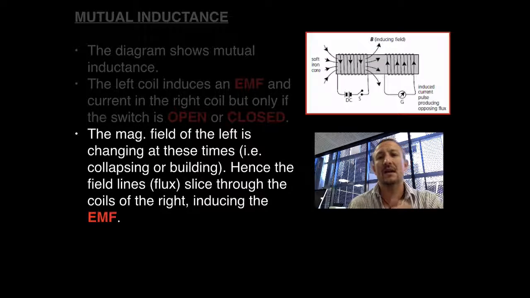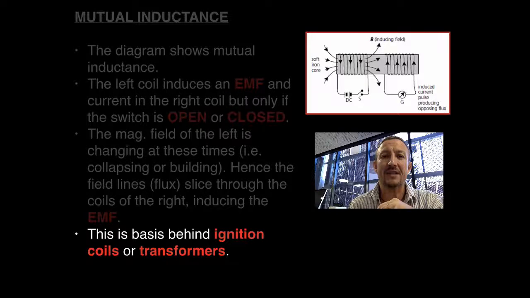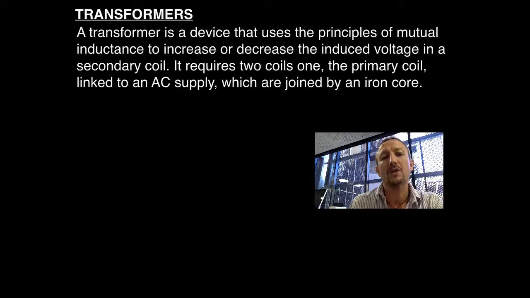We get this idea that EMF is going to be produced by a change in magnetic field over time. Now this process is the basic process which occurs in ignition coils inside a car or in a transformer. So let's look at what a transformer actually is. Basically it's a device that uses this idea of mutual inductance to increase or induce voltage in a secondary coil.